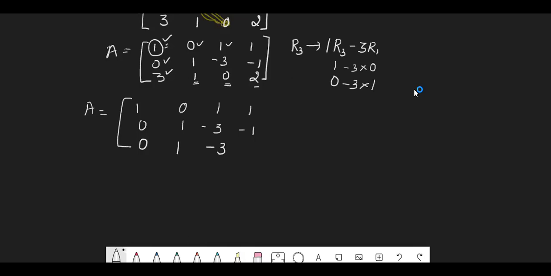Now next, when I take this element of R3, I have to take 2 and the corresponding element 1. So here this is 2 minus 3 into 1, how much? Minus 1. Okay, done. Now, with the first row, first column element, we have reduced. Tell me which is the next diagonal element.